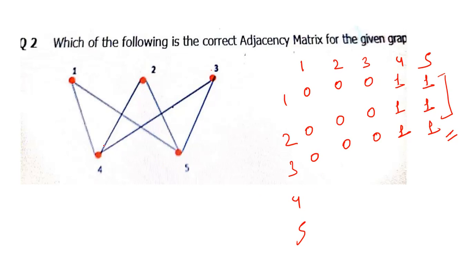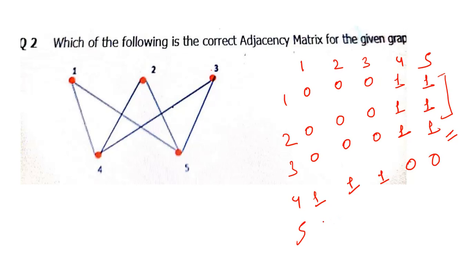4 to 1, you can see there's an edge, so that will be 1. 4 to 2 also there is an edge, so make it as 1. 4 to 3, there is an edge, so make it as 1. 4 to 5, there is no edge, so make it as 0. And 4 to 4, there is no loop, so make it as 0.